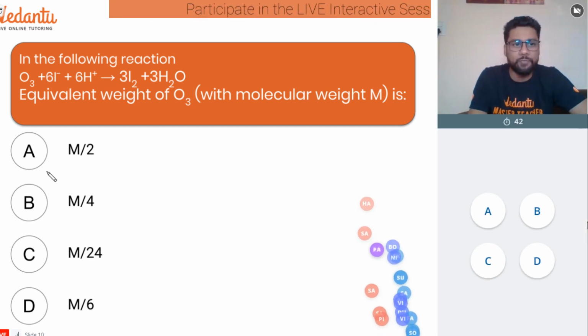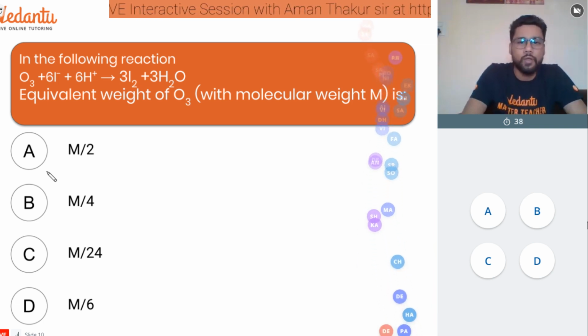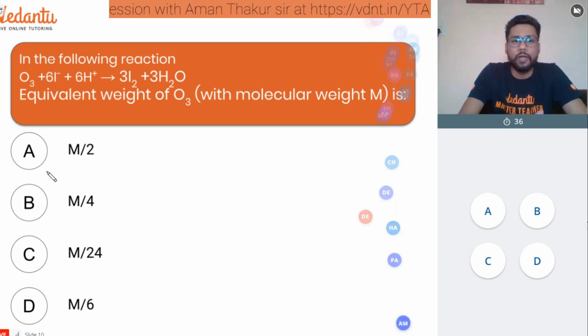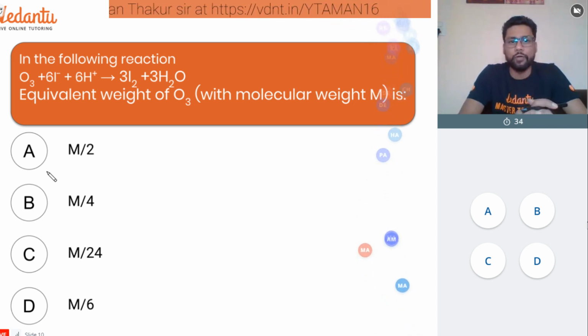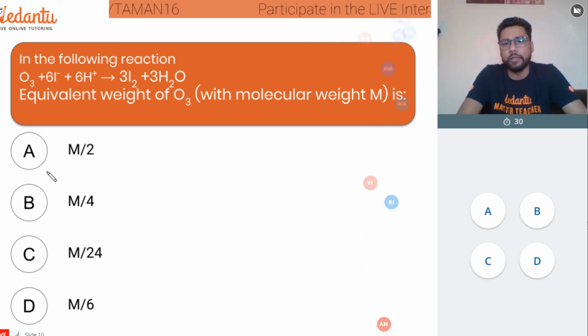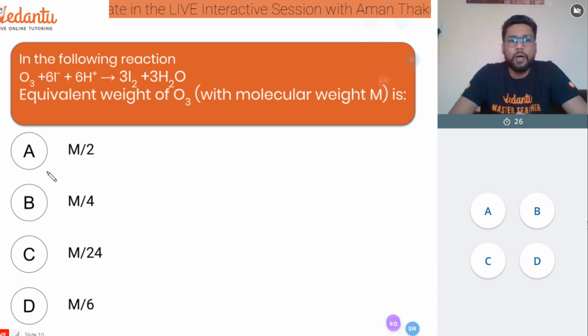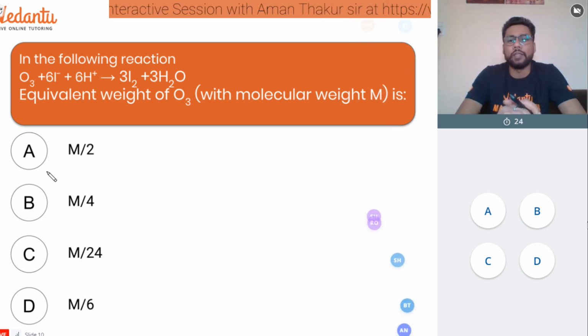The equivalent weight of O3. For equivalent weight, you need the n factor, and you need to think about how to calculate the n factor in this.